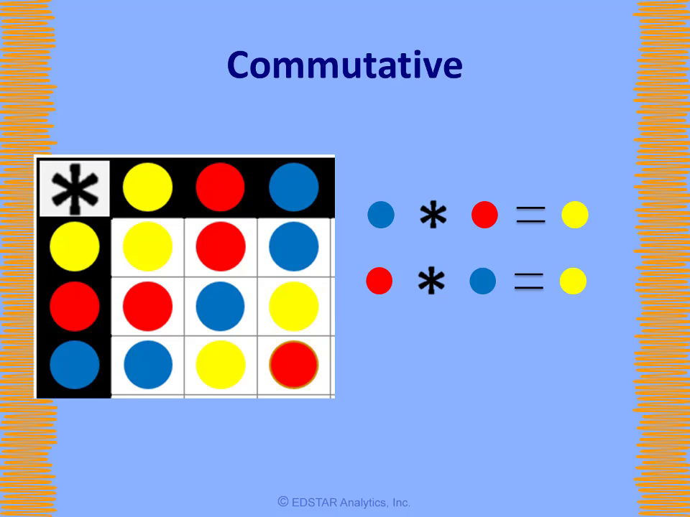The root word of commutative is commute, which means to travel. When the elements of the set can commute with the binary operation, it means that the order doesn't matter. You can move the elements around and the operation is still the same. Blue star red is the same as red star blue. The diagonal symmetry from the top left to the bottom right tells us that all of these elements commute and the order will never matter.